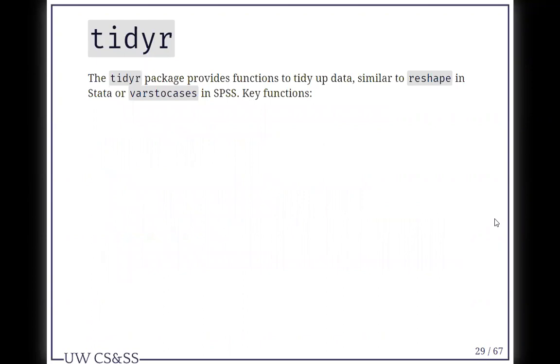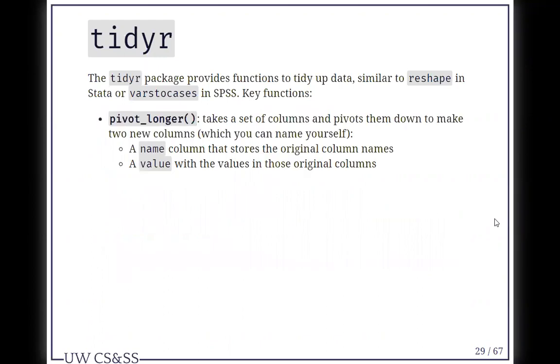So we use tidyr. The package provides functions to tidy up data, similar to reshape in Stata or varstocases in SPSS. Some of its key functions are pivot_longer. This takes a set of columns and pivots them down to make 2 new columns, which you can name yourself. A name column that stores the original column names, and a value column with values in those original columns. If I'm saying columns and names a lot right now, we'll get examples, it'll be okay.